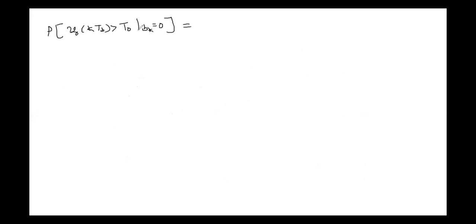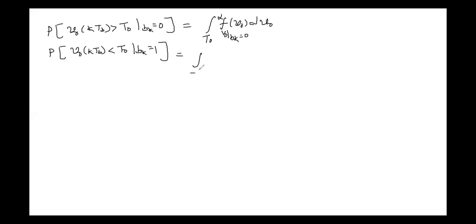How can you get it? You can get it from the corresponding probability density function by integrating the probability density function of V0 when 0 is transmitted, from T0 to infinity, dV naught. Similarly, the probability of V0 of KTB less than T naught, with bk equal to 1, equals the integral from minus infinity to T naught of the probability density function of V naught when the transmitted bit equals 1, dV naught. If you evaluate these two and add them, we get the overall error probability.